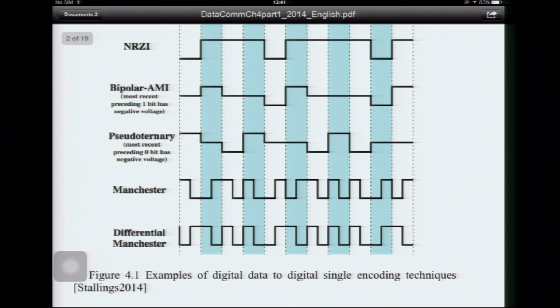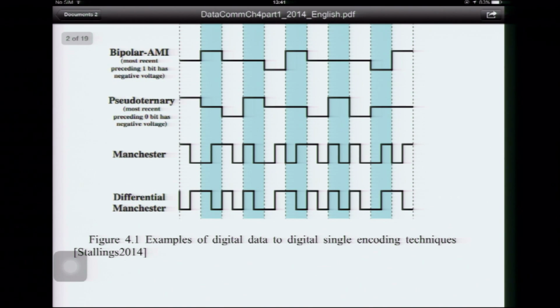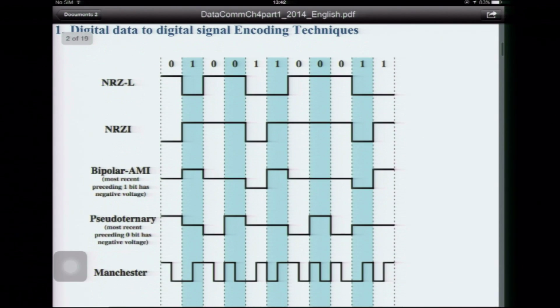Bipolar AMI has three levels. You can see that there's a high, a 0 level, and then a negative value or low level. So positive, 0, and negative values. Pseudo-ternary is the opposite of bipolar AMI. For bipolar AMI, the 1 is high and low, and 0 is constant at 0 level. But for pseudo-ternary, bit 0 is high and low, but bit 1 is a constant 0 level.